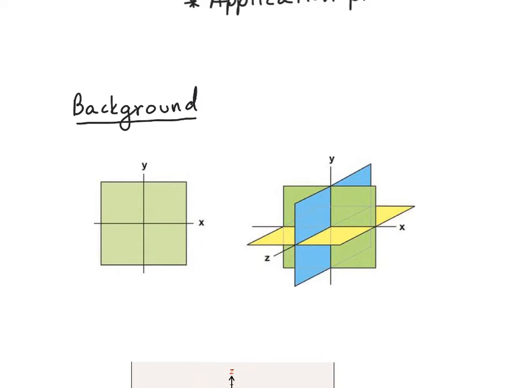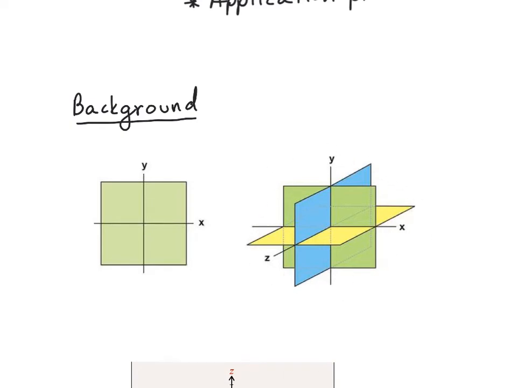When we add a third variable, we have x, we have y, and when we add a third variable z, it adds another dimension to this graph. So you can see we have this original xy plane here, but now we have a yz plane here and an xz plane here. So this is called a 3D coordinate grid right here.